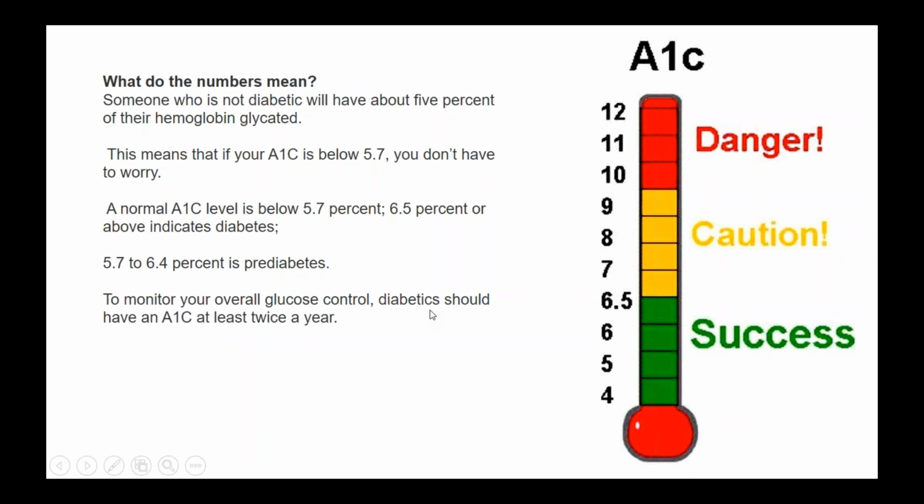So, again, they say diabetics should do the A1C at least twice a year. Hey, most insurance covers this stuff. I would recommend a diabetic go in every 3 months, especially if you're trying to monitor the levels of it.